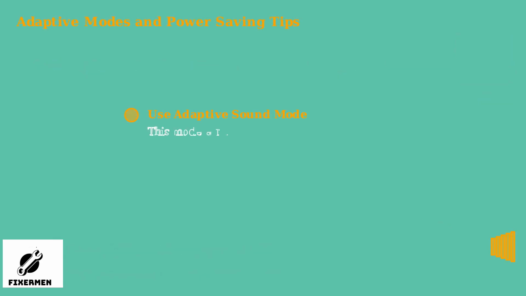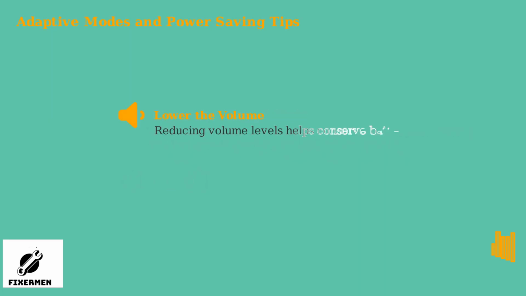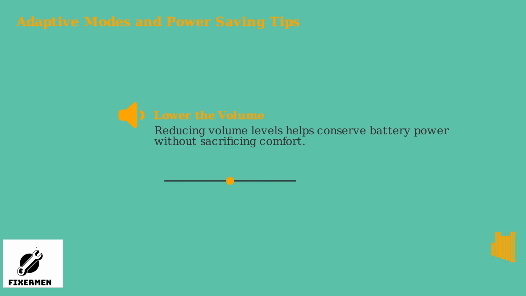Adaptive modes help your Galaxy Buds work smarter with your daily routine. Start with Adaptive Sound Mode, which automatically adjusts noise cancellation based on your activity like walking or exercising. Another simple tip is to lower the volume. This directly reduces power consumption while maintaining clear audio.